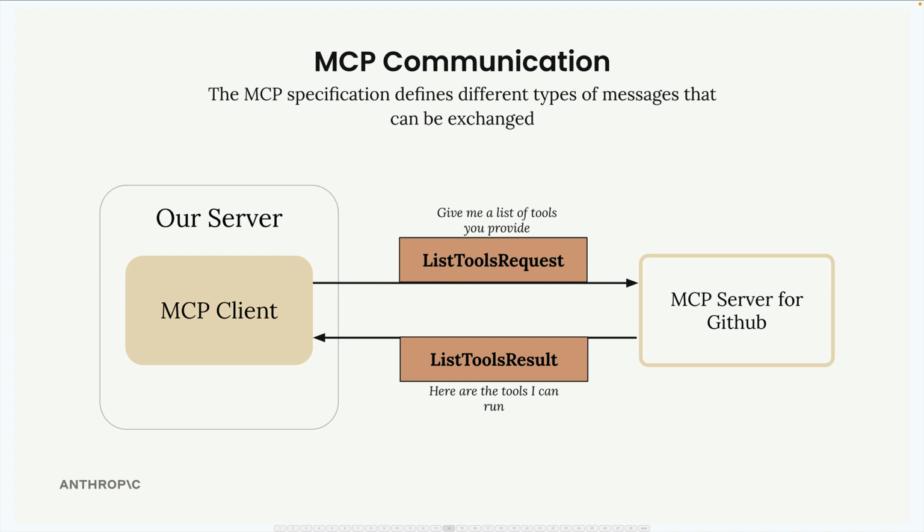Two other common message types that you and I are going to see are the call tool request and call tool result. The first will ask the server to run a tool with some particular arguments, and the second will contain the result of the tool run.